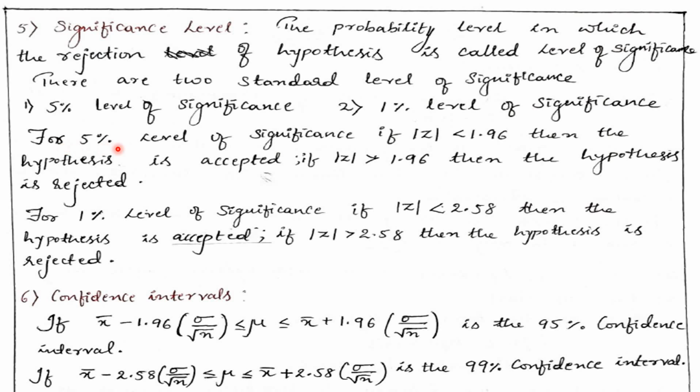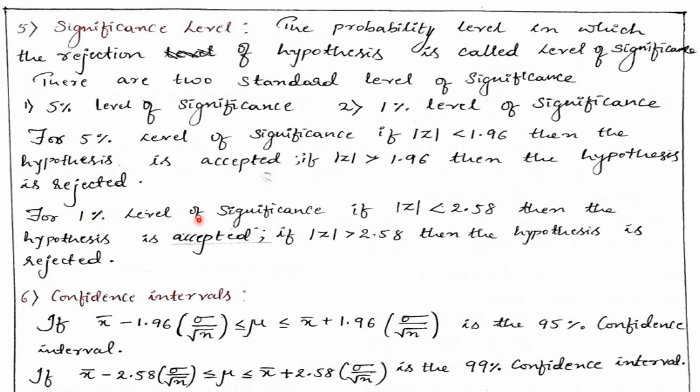For 5% level of significance, if mod z is less than 1.96, then the hypothesis is accepted. In case mod z is greater than 1.96, then the hypothesis is rejected. Whatever the value, if you get z value less than 1.96, such hypothesis will be accepted. If it is greater than 1.96, such hypothesis will be rejected.